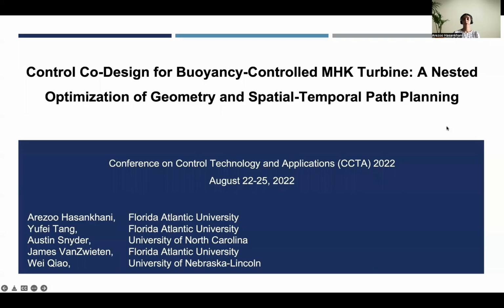Hi everyone, this is Arezoo and I'm going to present on behalf of our group on control co-design for buoyancy controlled MHK turbine and nested optimization of geometry and spatial temporal path planning.